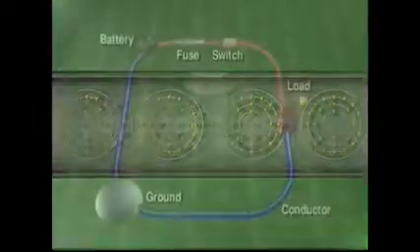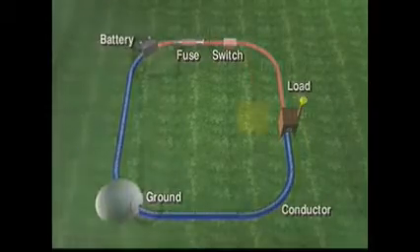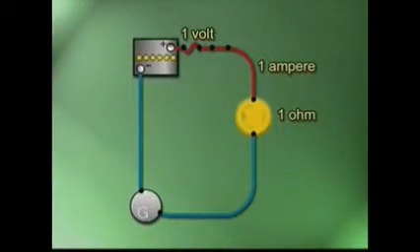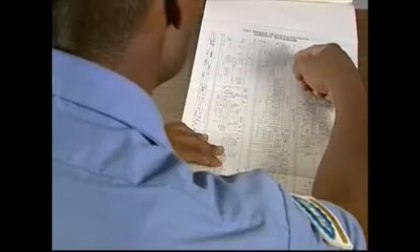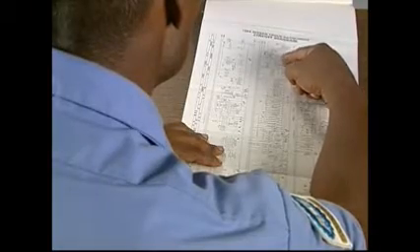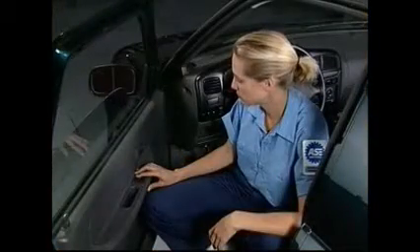In this video, we've looked at the basics of electricity, how an automotive circuit operates, and the relationships expressed by Ohm's law. In the next videos, we'll look at automotive circuits, wiring diagrams, and diagnosing automotive electrical circuits.